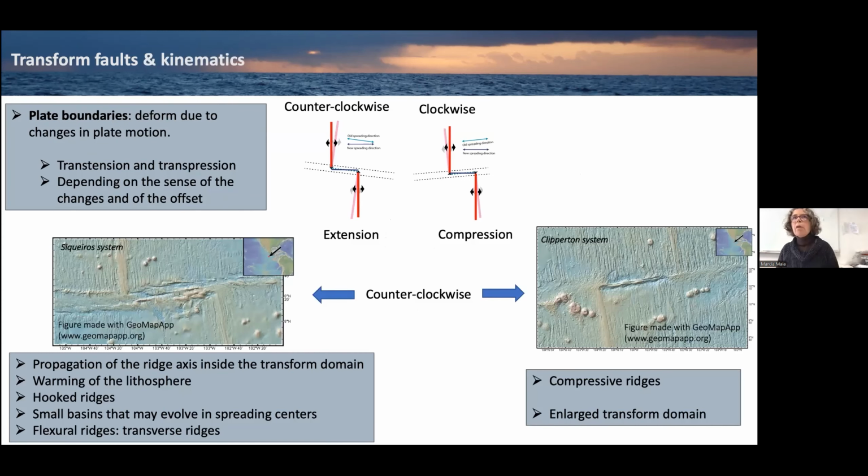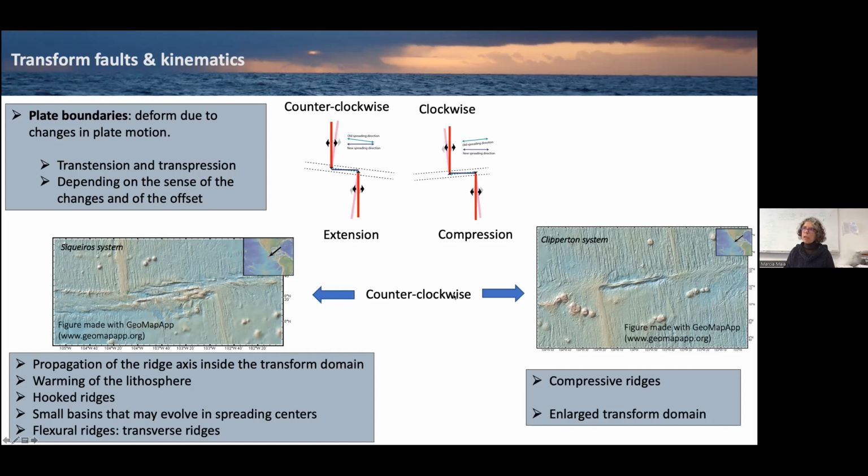Okay, so as they are plate boundaries, they can deform due to changes in plate motion. So according to the change in plate motion and to the sense of the offset of the transform fault, we may have transtension and transpression happening along these plate boundaries. So if we have a counterclockwise movement and a left-stepping offset, we are going to induce extension in the transform domain. And on the same kind of offset, if we have a clockwise change, we may induce compression.